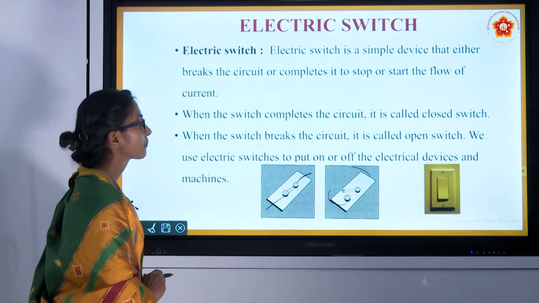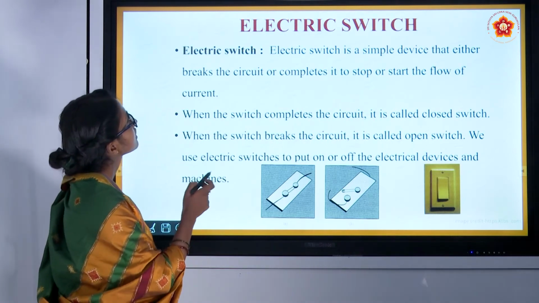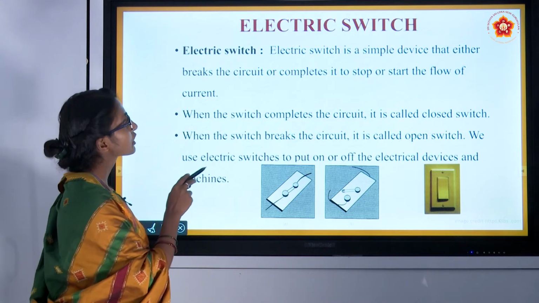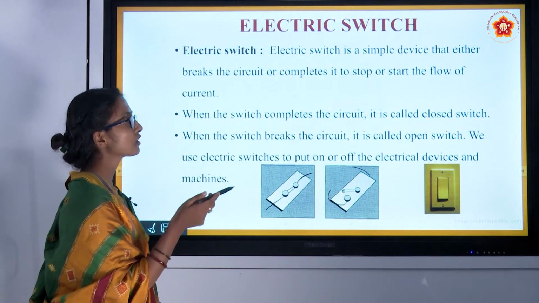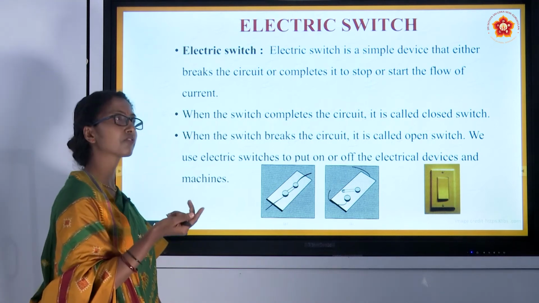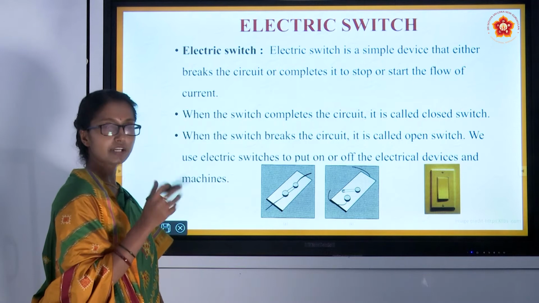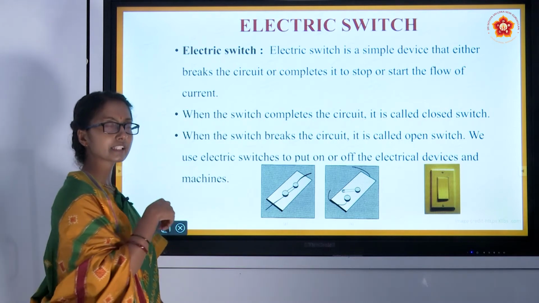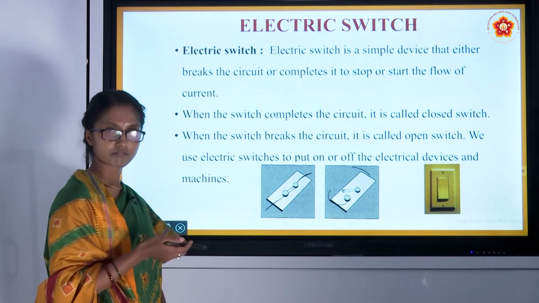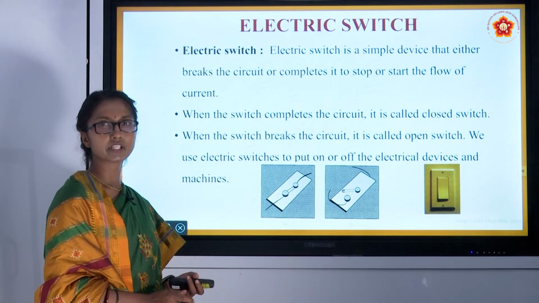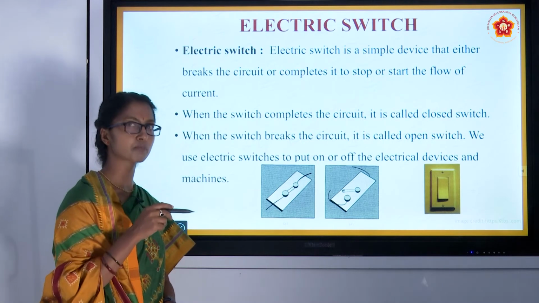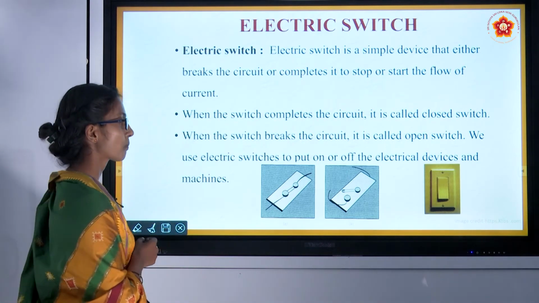Electric switch. An electric switch is a simple device that either breaks the circuit or completes it to stop or start the flow of current. You know very well that in your home there are switches through which you can control the working of machines. If you switch on, electricity will flow through the machines and they will start to work. Any machine, even a fan, your TV, AC, everything. If you switch on, then electricity will be supplied, and they will start their work.